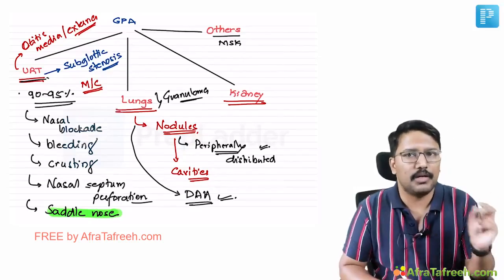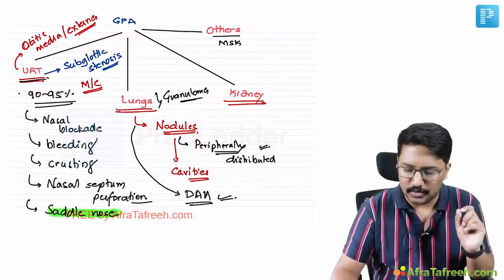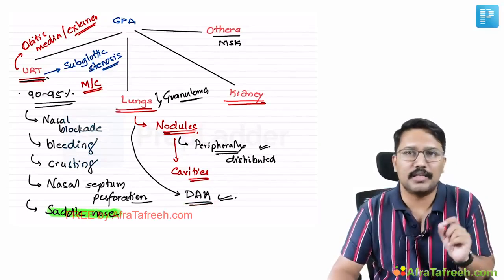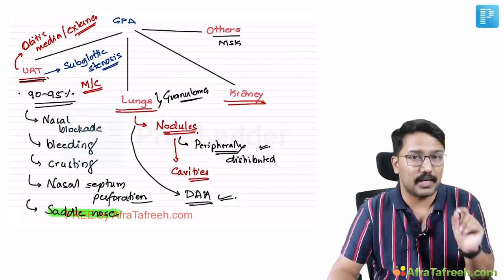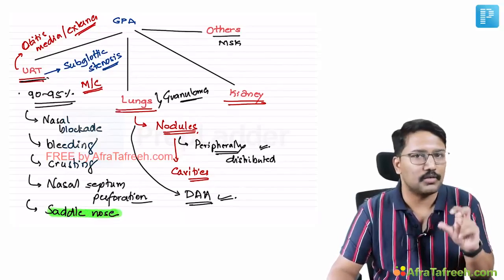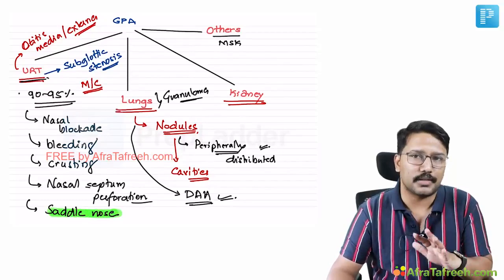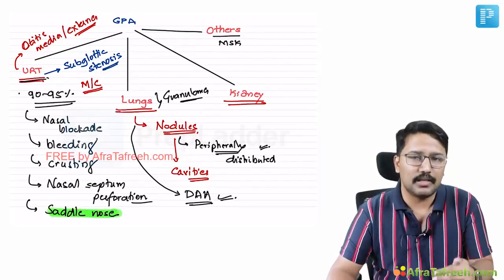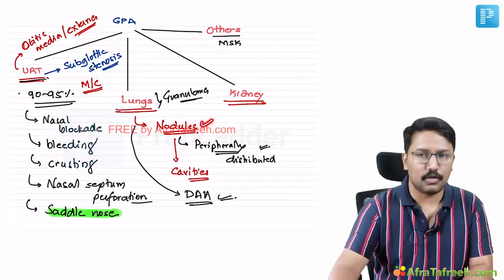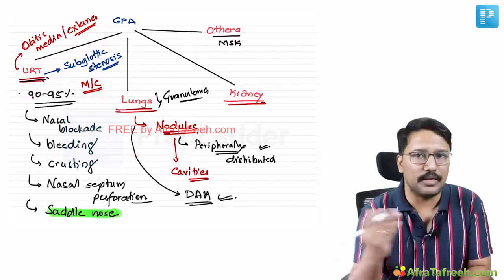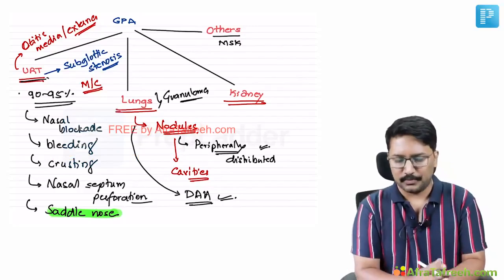So there the lung involvement will be in the form of diffuse alveolar hemorrhage. There we don't see patients developing nodules because in microscopic polyangiitis, as the name says, there is no gross granuloma formation. These nodules and cavities are a result of granuloma formation, right? So because there is no granuloma formation in MPA, we don't see nodules. So only DAH is what we see there, right?